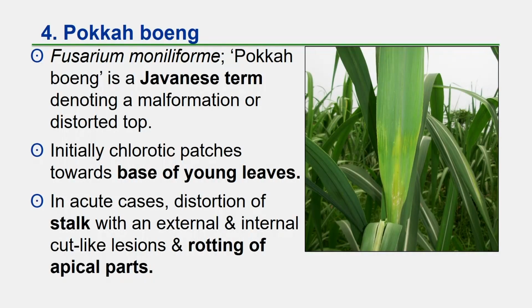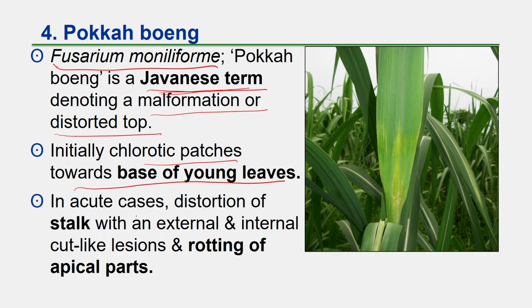Now, pokkah boeng disease. Fusarium moniliforme is the causal organism. Pokkah boeng is a Javanese term denoting a malformation or distorted top. So this is from Java actually. Java is part of Indonesia, and you know in Indonesia sugarcane is grown. Initially there are chlorotic patches towards the base of young leaves. In acute cases, distortion of the stalk with external and internal cut-like lesions and rotting of apical parts.